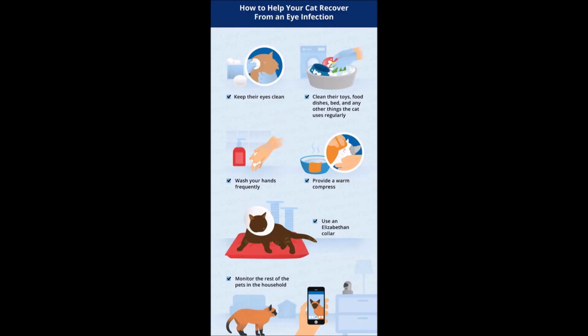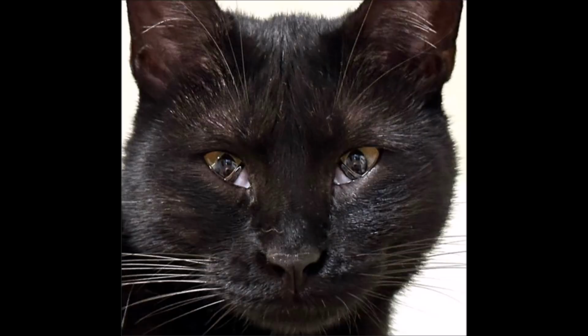Home care and recovery tips. Cleanliness: disinfect toys, bedding, and food bowls. Warm compress: reduces swelling and discomfort. Elizabethan collar: prevents scratching and rubbing. Monitor other pets: prevent spread of contagious infections. Avoid self-treatment: never use human medications without vet approval.